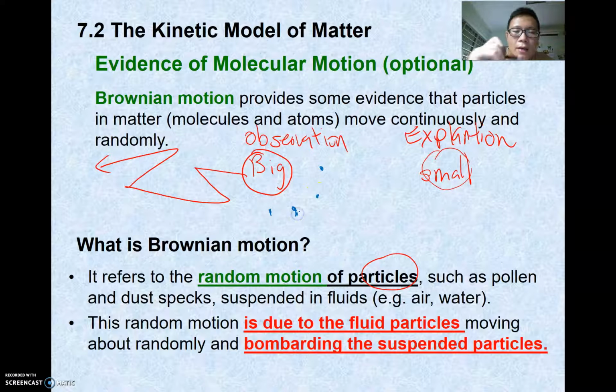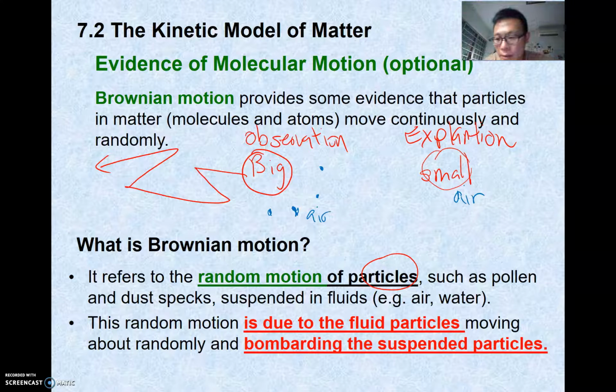So it could be the classic example of smoke particles suspended in air, or another classic example whereby we have pollen suspended in water, and the small particles in this case will be fluid particles or water molecules. So at the end of the day, it depends on the example being quoted. Let's say I use smoke particles. The small size particle here will be the air particle. The small size one will be air, and the big size one will be the smoke particles.